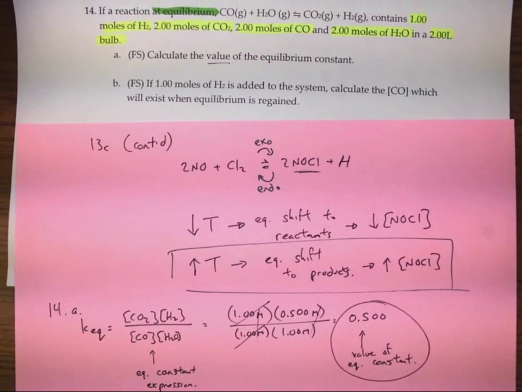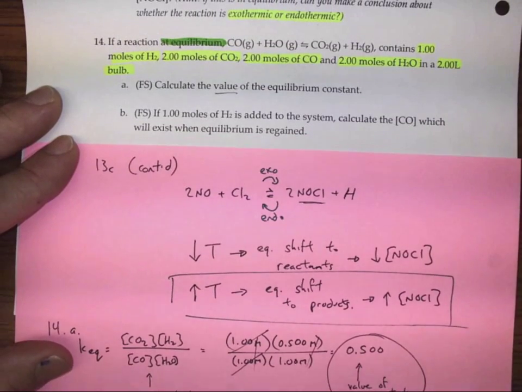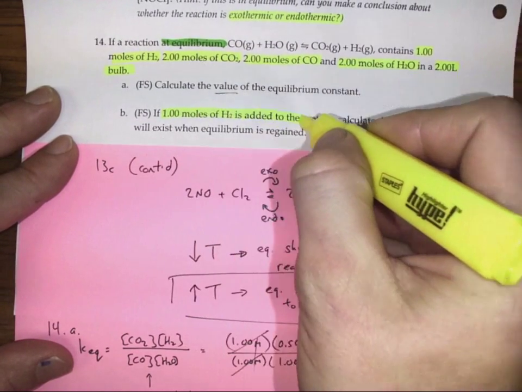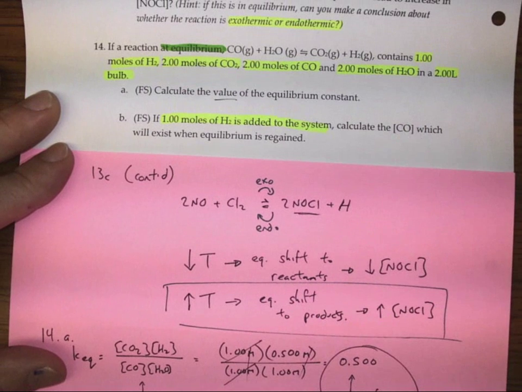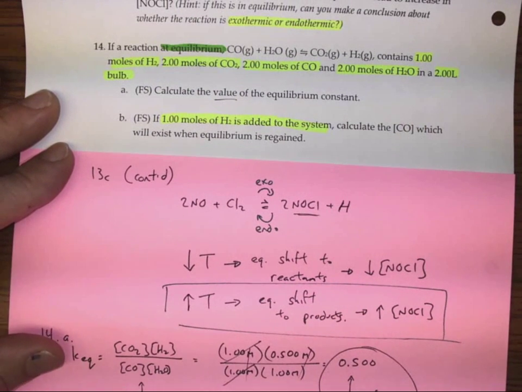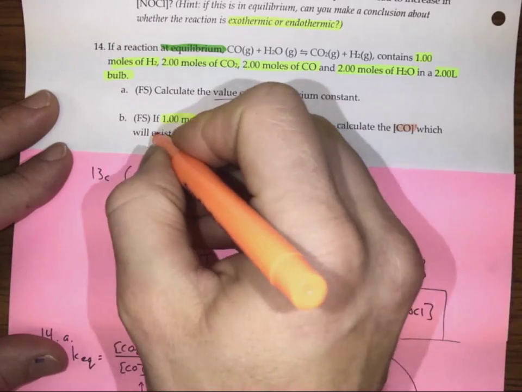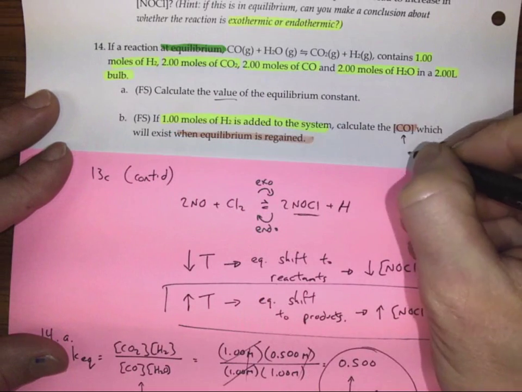How does 14b differ? 14b says now we're going to add some more hydrogen to the system. Okay. Calculate the carbon monoxide concentration that will exist when equilibrium is regained. The carbon dioxide concentration when equilibrium is regained. So that sounds like an equilibrium concentration.